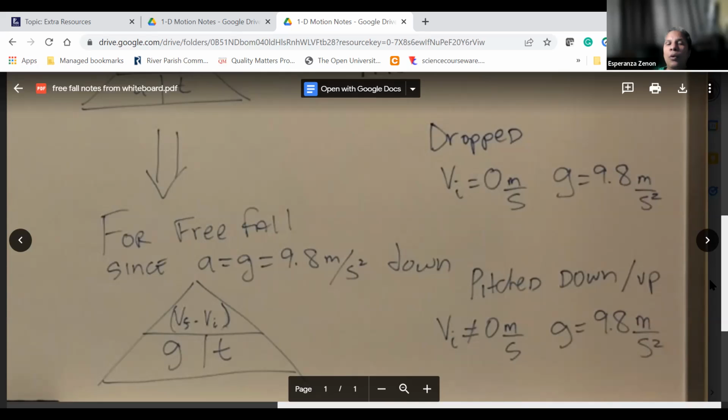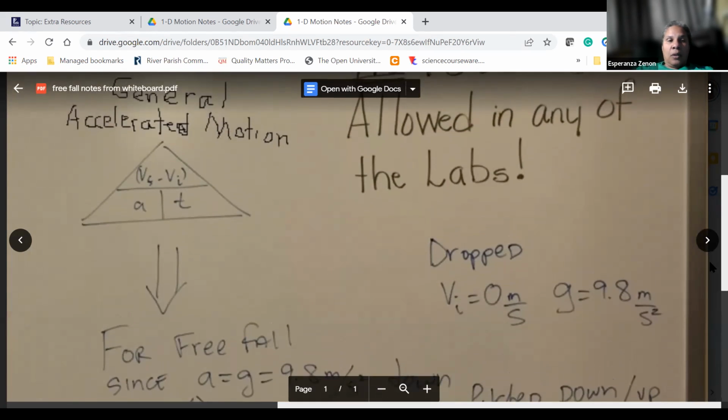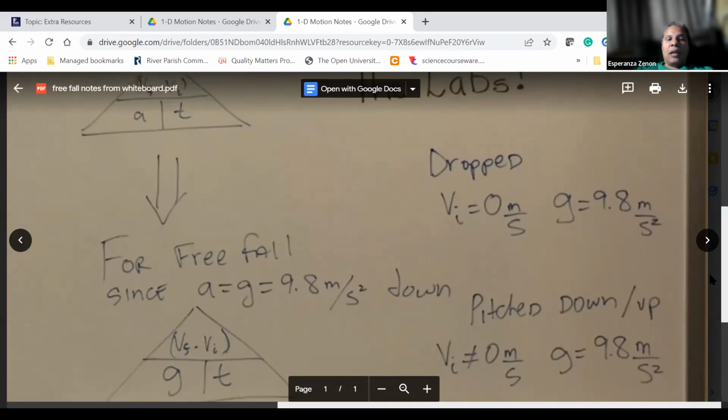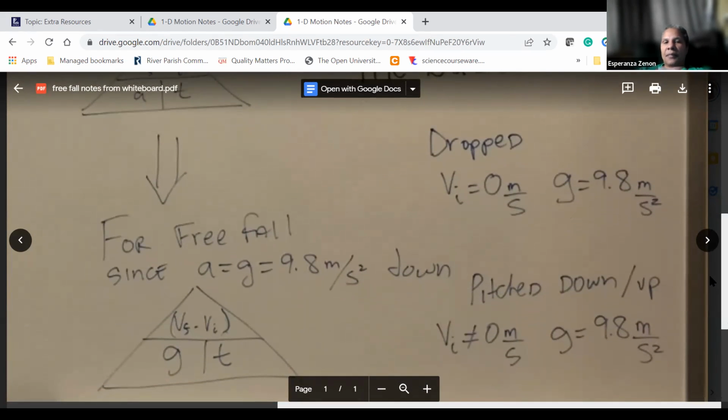Now, another thing I want you to pay particular attention to with this pyramid for free fall, and even this pyramid up at the top, if the acceleration is constant. Nowhere in my pyramid, no, this one or this one, do I ask you anything about distance. This pyramid has nothing to do with distance. This pyramid has to do with acceleration, velocity, and time.